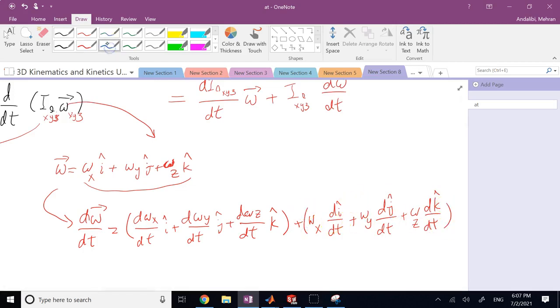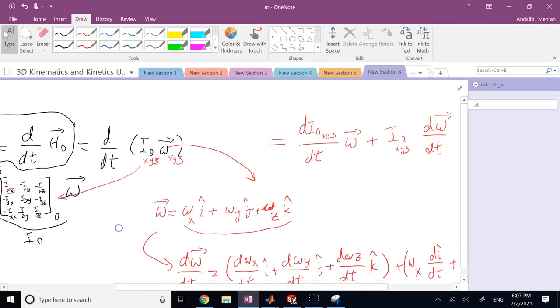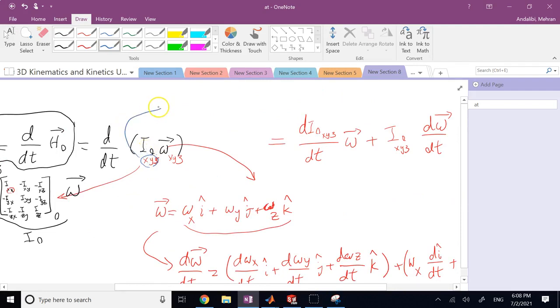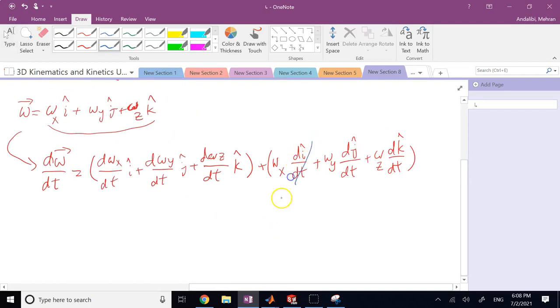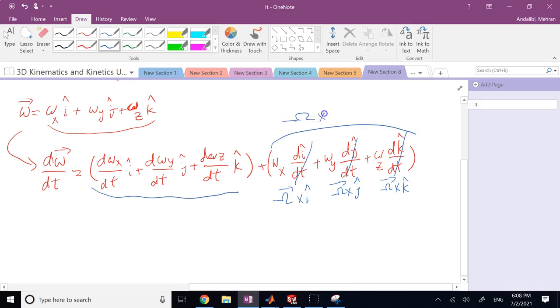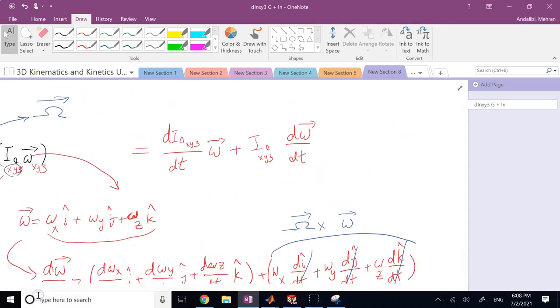Now, what's the derivative of these ijk? Since ijk are from frame XYZ, and frame XYZ is rotating about the inertial frame with angular velocity capital omega, based on what you know from my previous videos and probably from calculus 3, this one is going to be omega cross i. This one is going to be omega cross j. And this one is going to be omega cross k. So if you keep this as is, this whole thing can be written as omega cross, if you plug the components there, it is going to be times omega.